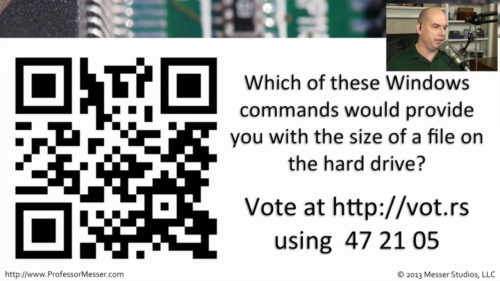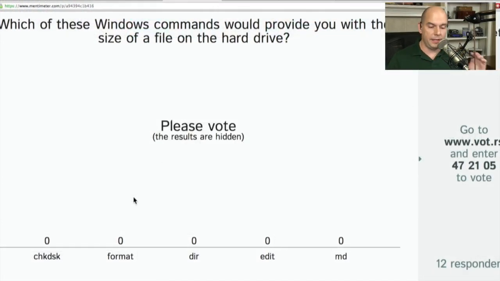The question is, let's see if I can find it. I've got a lot here. Which one of these Windows commands would provide you with the size of a file on the hard drive? My screen is doing a lot of different things here. I'm getting there on my side. Okay, a lot of you are voting already. Your options are check disk, format, the dir command, the edit command, and the md command. So, which of these Windows commands would provide you with the size of a file on the hard drive?